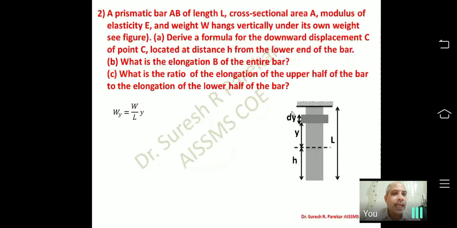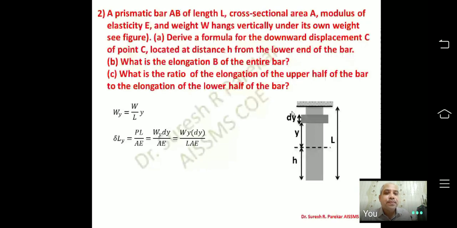So now again we have the same formula, delta L equal to PL upon AE. Now here I have considered length dy, for which I am going to determine the deformation. So my length is dy, which is at a distance y from height h, because I have to find out at height h. So I have to consider the weight of the bar above h.